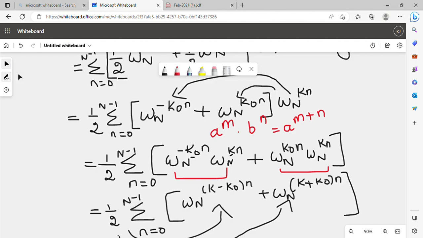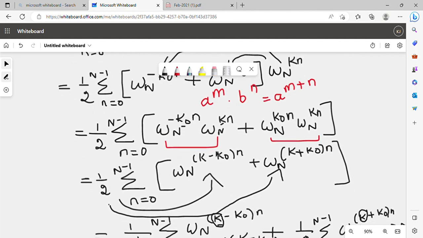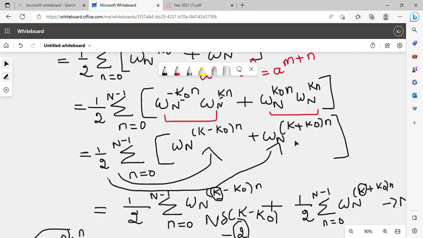So if you use that, you would be getting it like this. This is m and this is n into n, so it is like a to the power of m plus n only. But here it is k and here it is minus k naught, and n is the same. So we took k minus k naught into n. Here k and k naught are different, but n is the same, so we took omega N to the power of k plus k naught into n.